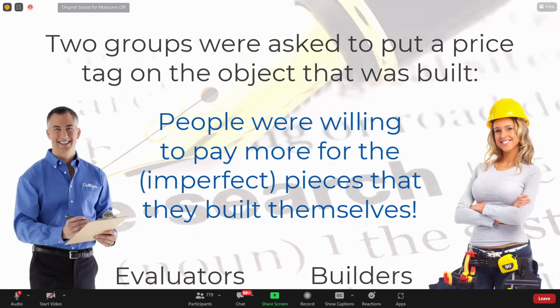And they asked people to assess, well, what would you pay for these things? And they found that people were willing to pay more for imperfect pieces they built themselves than they were willing to pay for perfect pieces built by somebody else. That is about creating value. It's called the endowment effect, technically speaking, by creating a narrative of co-creation. They are part of the story of the creation.